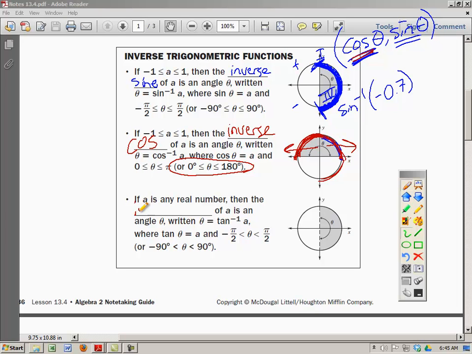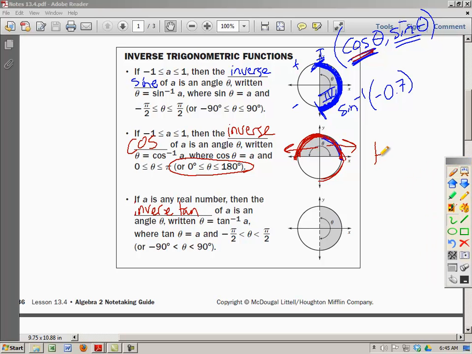Finally, the inverse tangent. Recall that your tangent is basically sine over cosine. Well, sines are positive in the first quadrant, and cosines are positive in the first quadrant. So if I'm talking about the first quadrant, those are positives, so this is always going to be positive. Tangents are always going to be positive in the first quadrant.